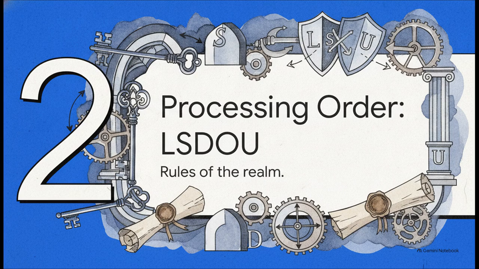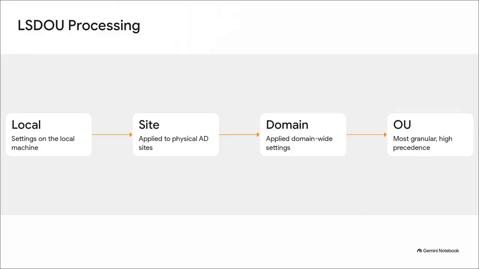This is all about understanding the rules of the realm. The golden rule you absolutely need to remember here is last applied wins. The hierarchy follows the acronym LSDOU. So, Step 1. Local policies are applied. These are the settings baked into the local machine itself.